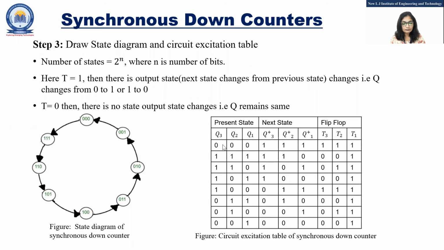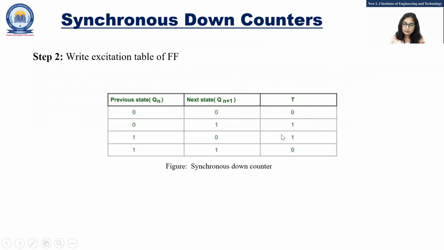Now if the current state is 000, here you can see in this state diagram, the next state will be 111. If the current state is 111, the next state will be 110. If the current state is 110, the next state is 101. Like this way we can fill this table. Then what about T3, T2 and T1? For that, you have to refer to the excitation table of the T flip-flop, which we have written in the second step.